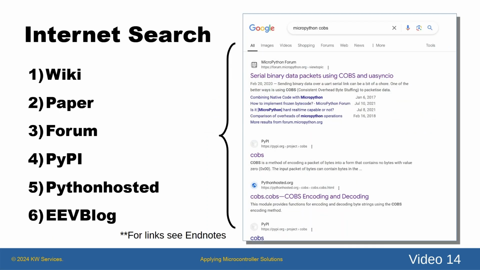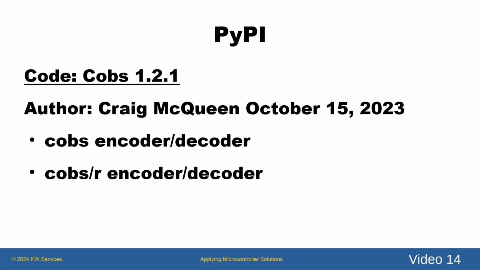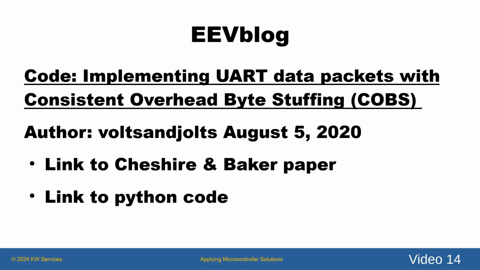Through our continued internet search, we locate 3 different implementations of COBS in Python. First, Craig McQueen deposited his code in the PyPI Python package software repository. His code, though, only has the Python code for the encoder and decoder. In the EEV blog, the submitter Volts and Jolts provided zip code files with the COBS code and an example desktop program to send GET messages.